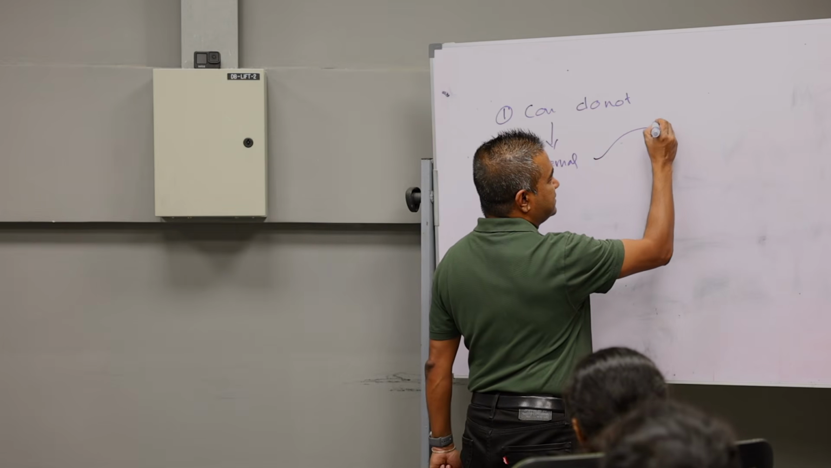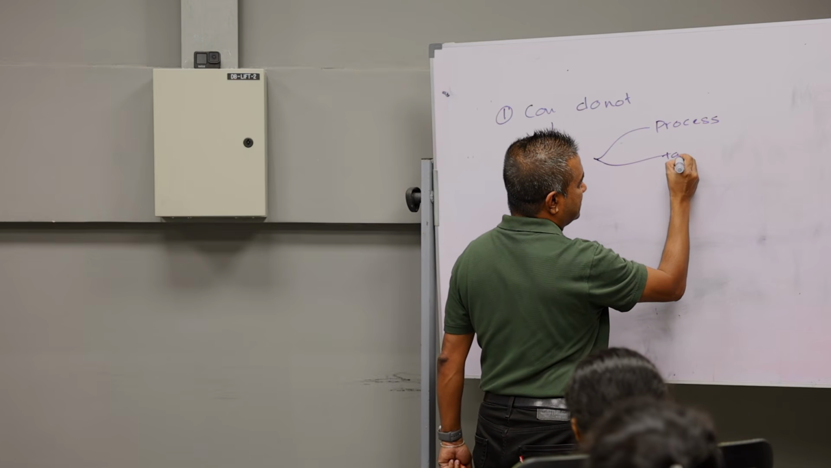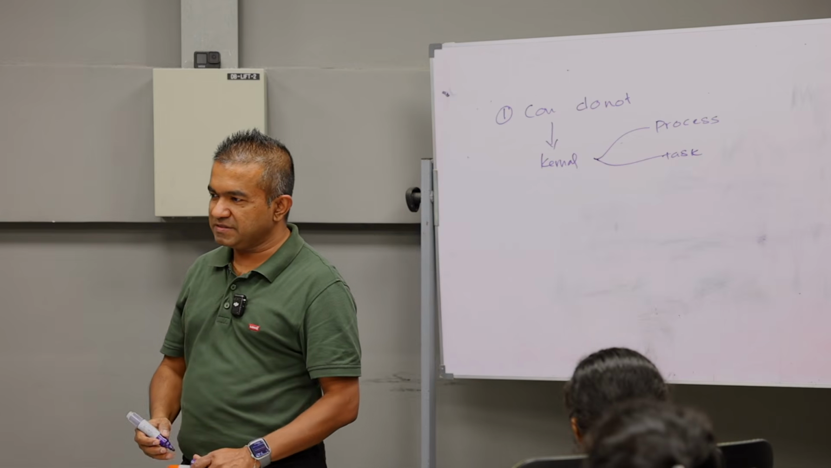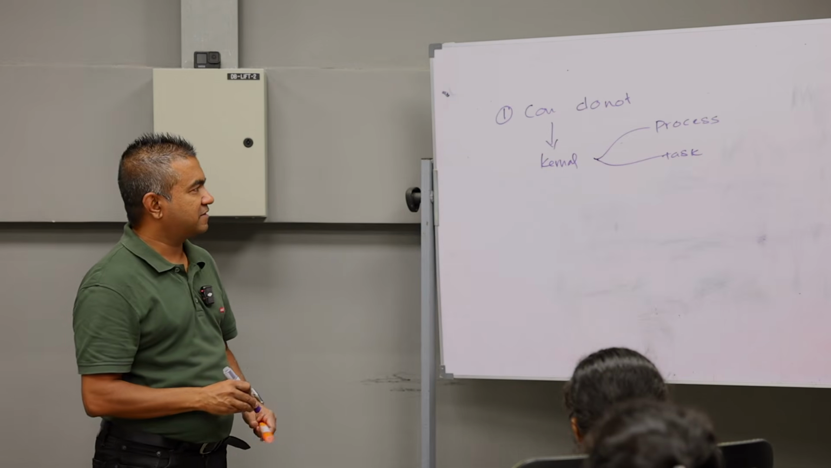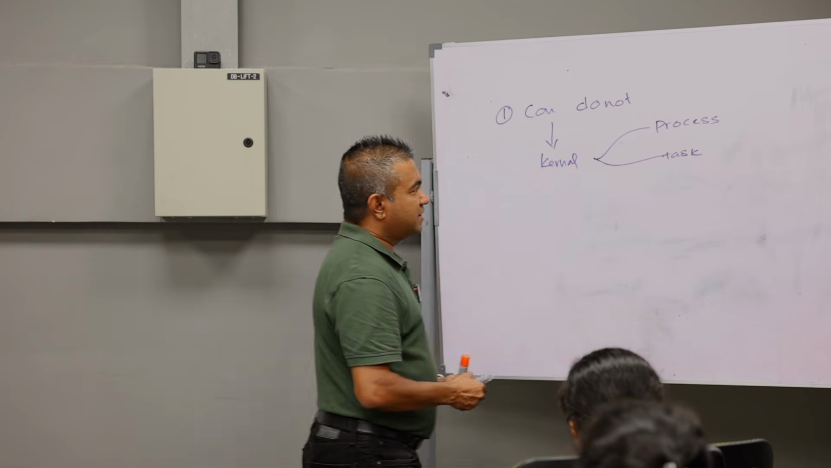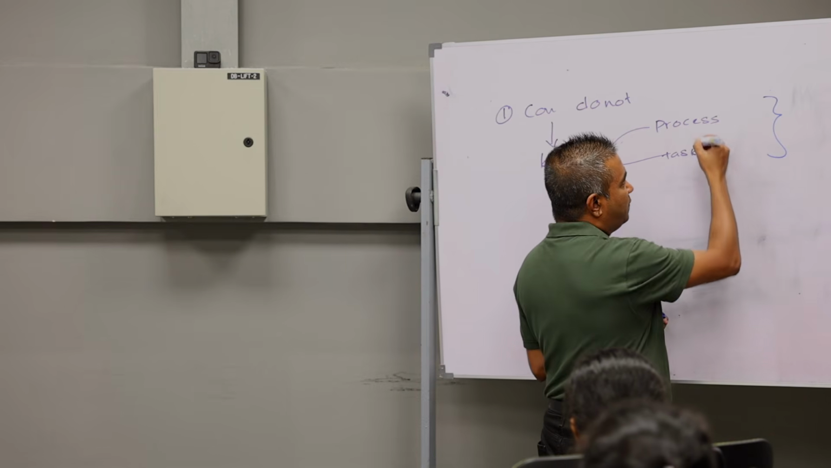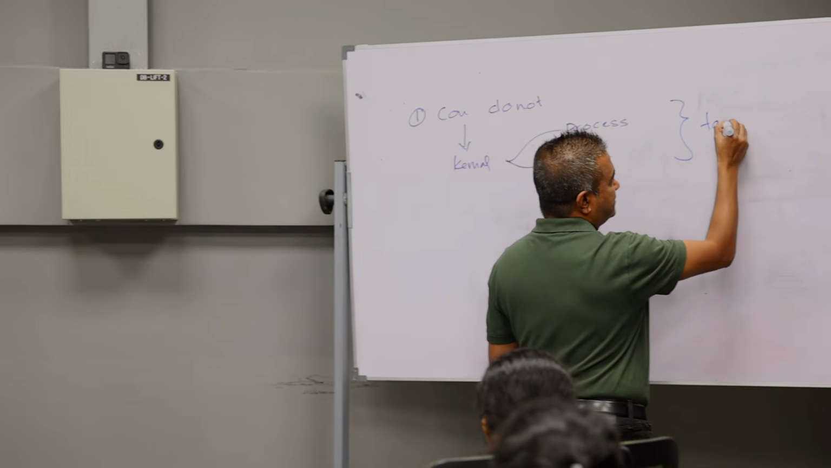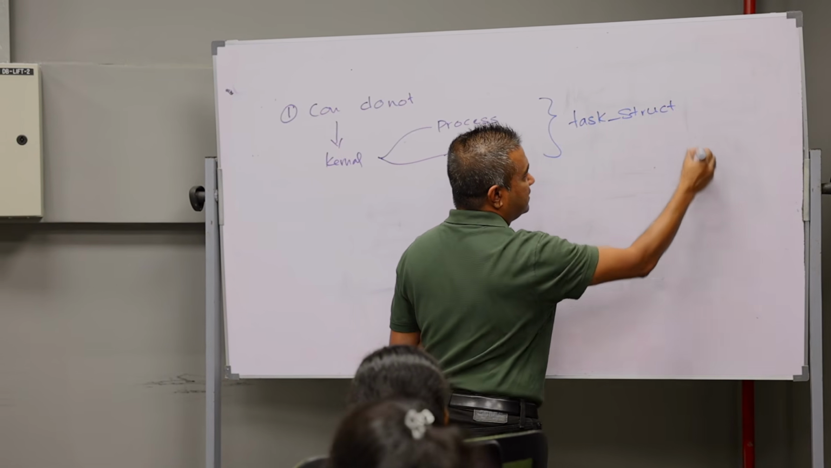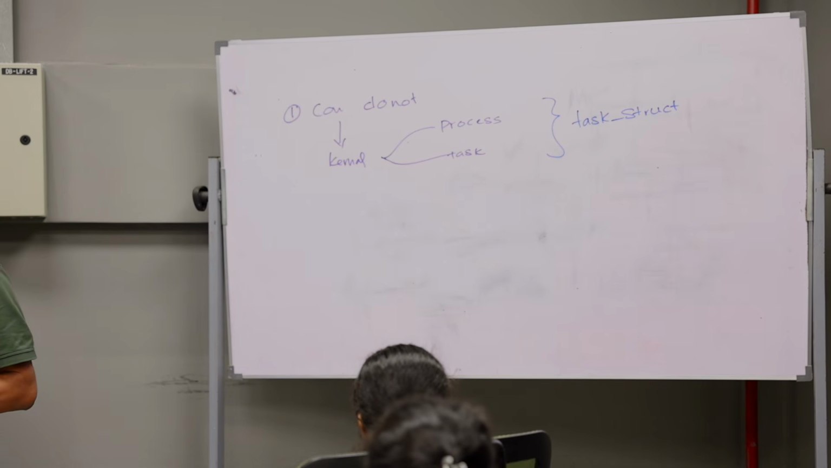There are two things we come across when we discuss this. One is a process, and the other one is a task. As far as the kernel is concerned, these two are almost the same, because whenever you start something, it gets something called a task struct, which has information about the task to run.